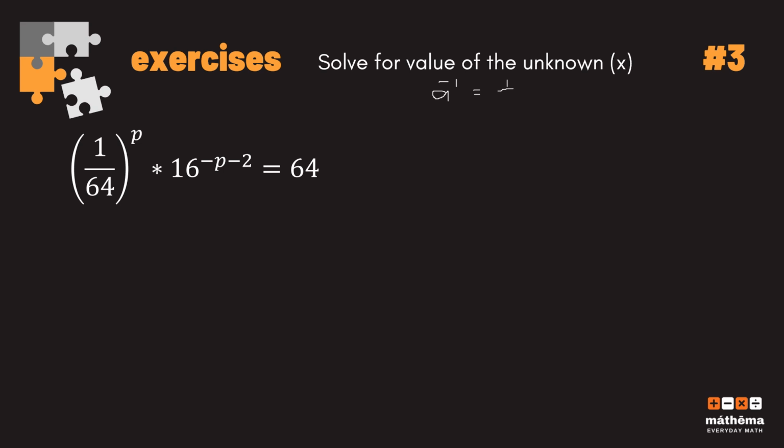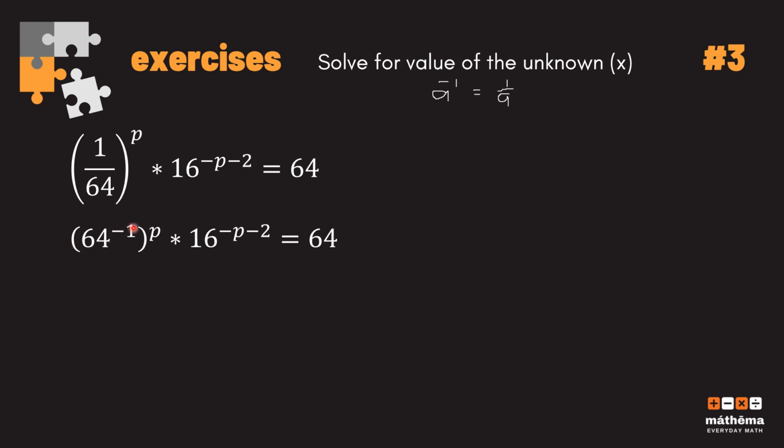Over a. So again, we are going to make use of this concept to express this 1 over 64 as a whole number. So 1 over 64 is just equal to 64 raised to negative 1. Then again, we are to copy everything, raised to p times 16, raised to negative p minus 2, and 64. We are to simplify this one first.